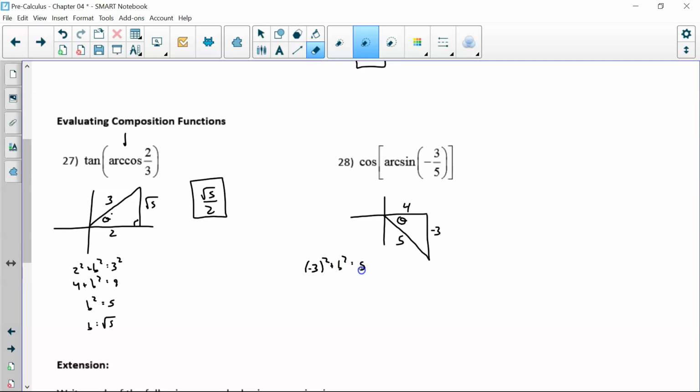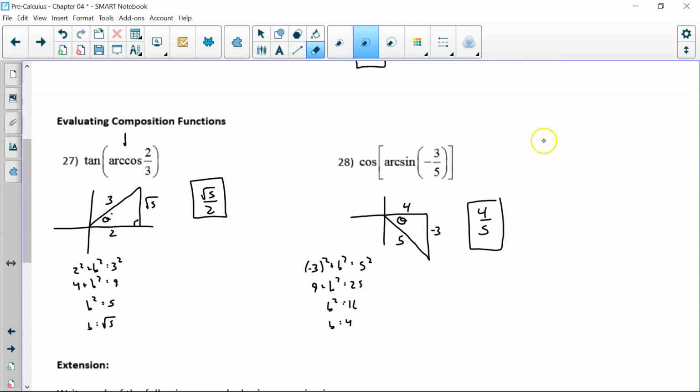I'll show the Pythagorean Theorem. 9 plus b squared equals 25. B squared equals 16, so b equals 4. Once again, we're in quadrant 4. X is positive, y is negative. So now we just find the cosine. Adjacent over hypotenuse, so it's going to be 4/5. And there is our answer.